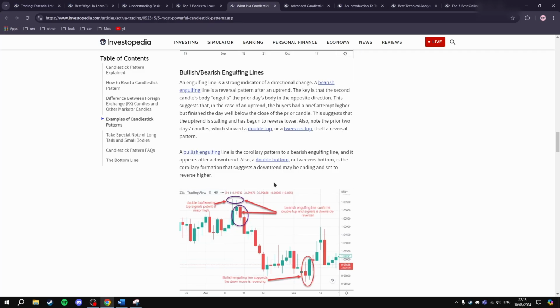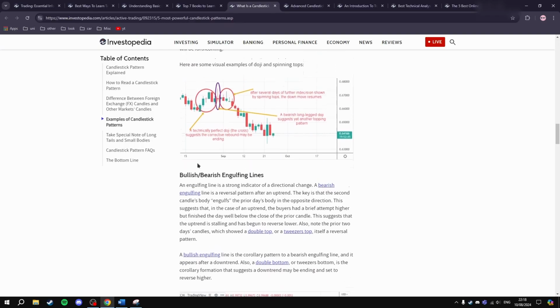An engulfing line is a strong indicator of a directional change. Bearish engulfing line is a reversal pattern after an uptrend. Wait a second, I just realised I haven't written anything for the doji.